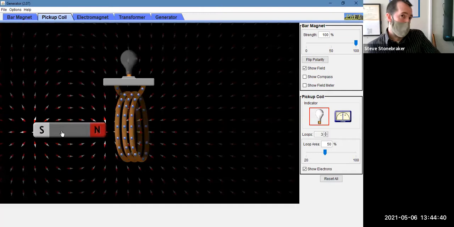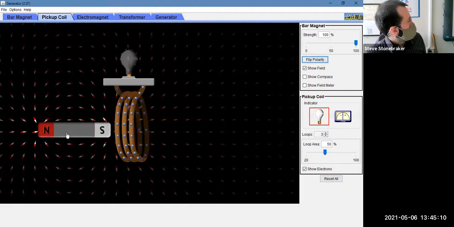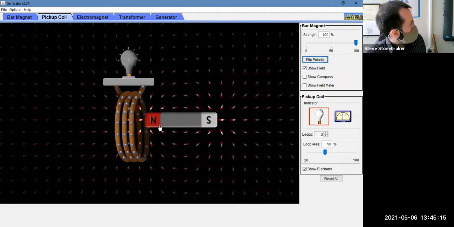And anytime the electrons move, whether they're going down or up, that's still a current flowing. And so that potentially can light up the light bulb, assuming they're moving fast enough to make the light bulb visible. And if I reverse the poles on the magnets, split polarity, the electrons now move the opposite directions. It's probably not too surprising.